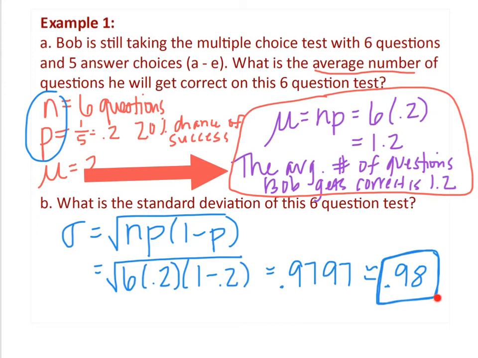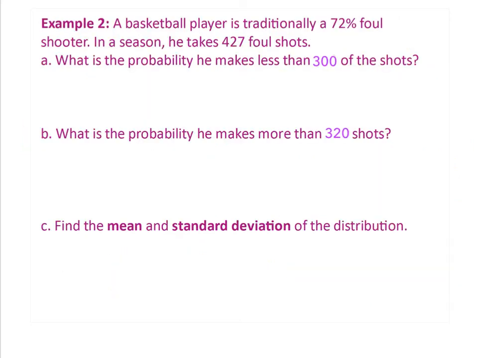So that's a pretty big spread. It's about a 1-question spread. This is not a percent. This is a standard deviation, or the amount of spread that this distribution has. So this is example 1. Let's take a look at another example.